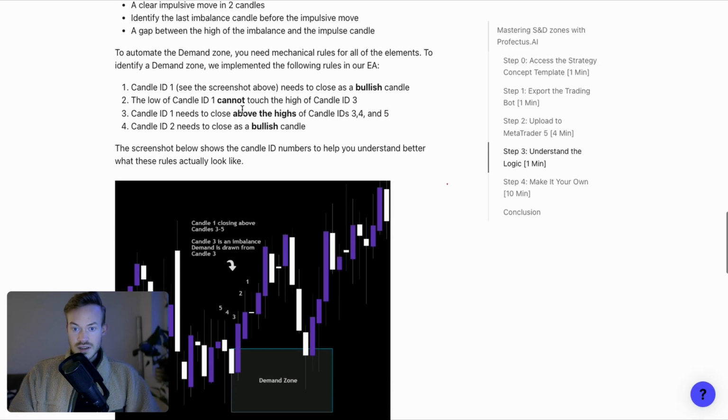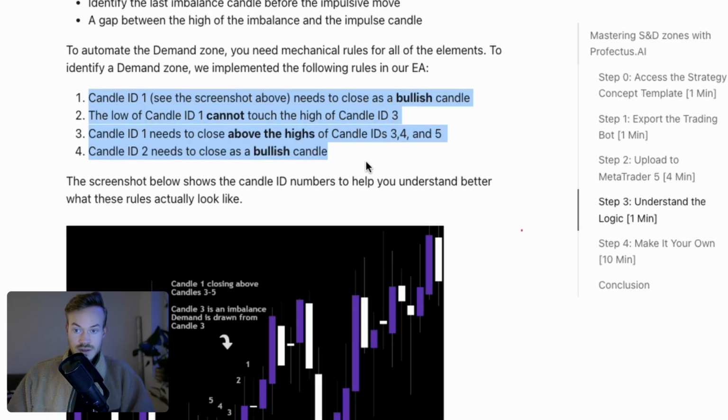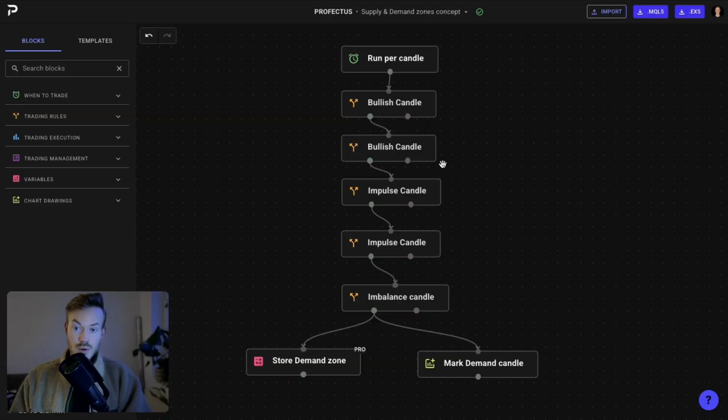Today's video will be the MVP of supply and demand trading, so we don't add anything fancy, no indicators, no fancy filters, purely based on price action. And here you already see the candle price action rules that we defined. We will also give it to you down below in the video description, block by block, so you can kick off your algorithmic trading journey today with your MVP of supply and demand trading zones.